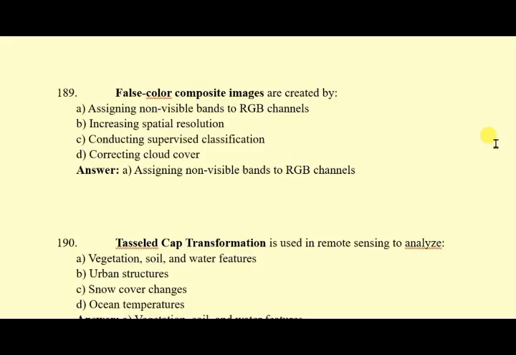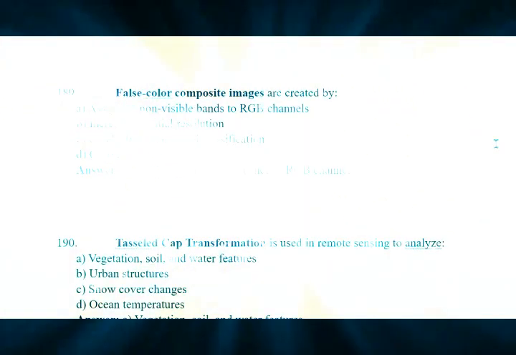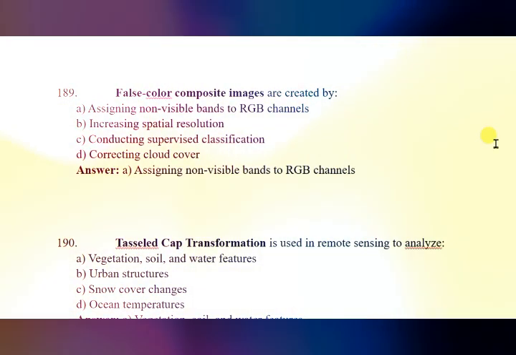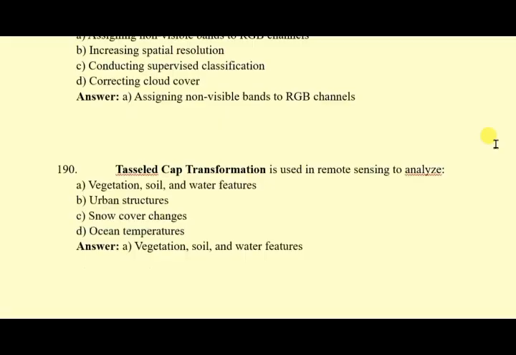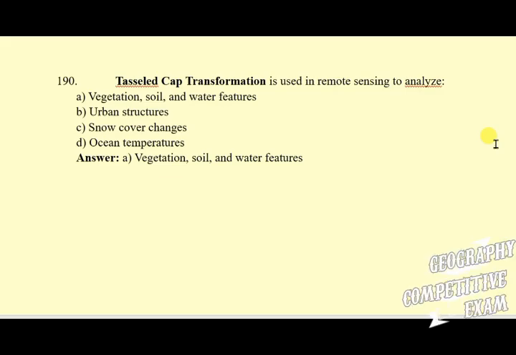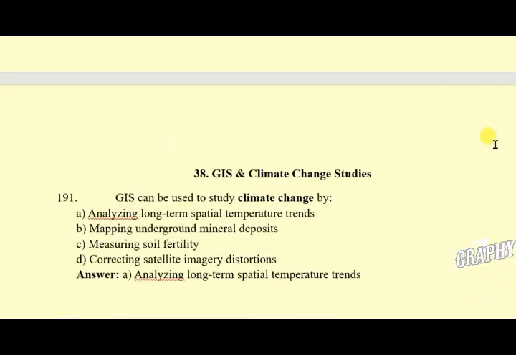Question 189, false color composite images are created by assigning non-visible bands to RGB, means red, green, blue channels, increasing spatial resolution, conducting supervised classification, correcting cloud cover. Here the right answer will be assigning non-visible bands to RGB channels. Question 190, tasseled cap transformation is used in remote sensing to analyze vegetation, soil and water features, urban structures, snow cover changes, ocean temperatures. Here the right answer will be vegetation, soil and water features.